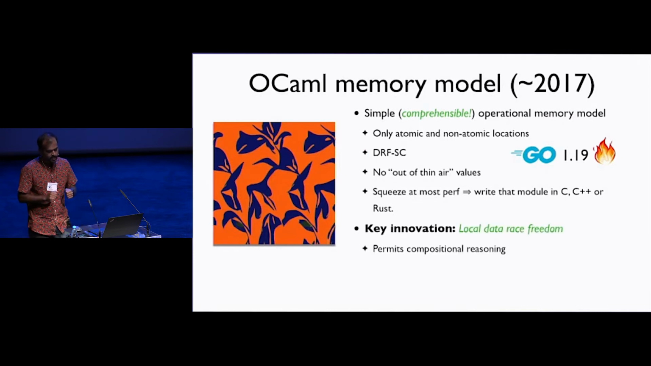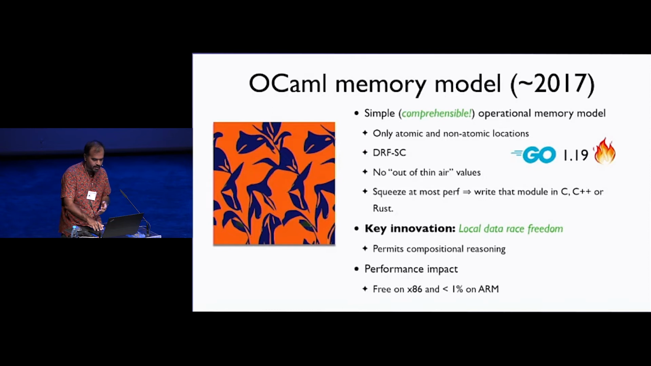The key innovation in our model is this property of local data race freedom, which allows us to do compositional reasoning in the presence of data races. So you could essentially prove some property about your library, and this property would not be broken while linking with code that has a data race. And the performance impact of our memory model on sequential programs was free on x86, and it had less than 1% performance impact on ARM.